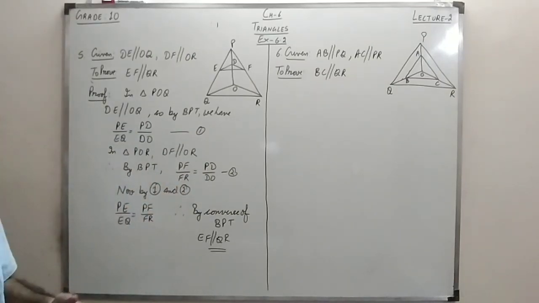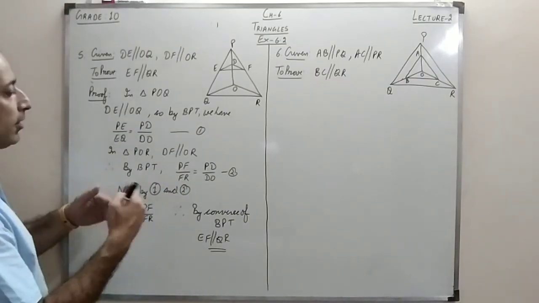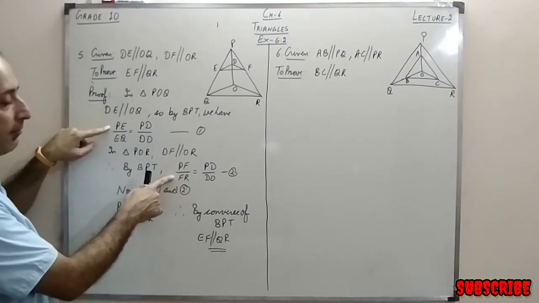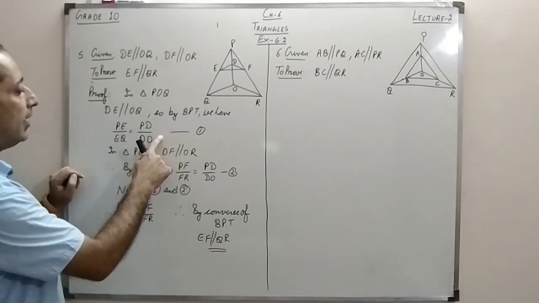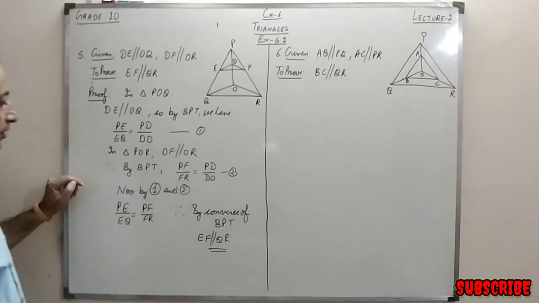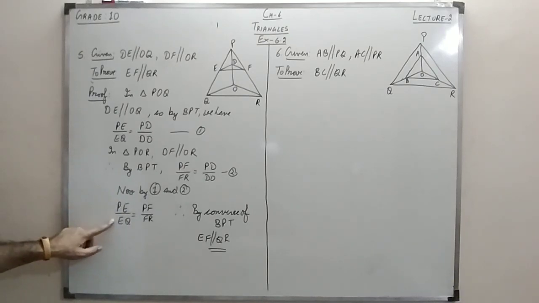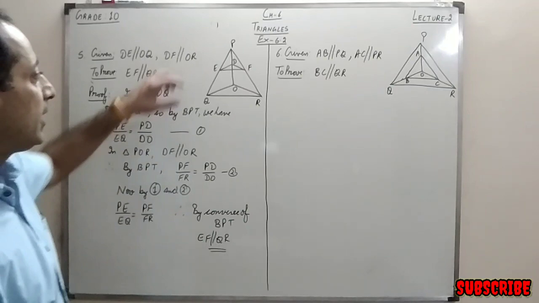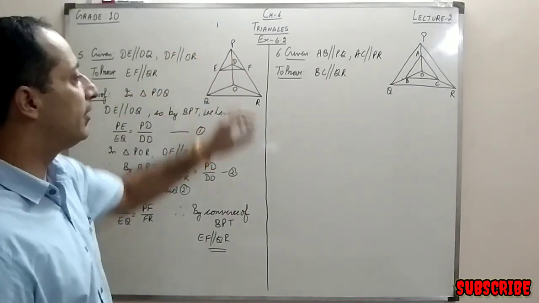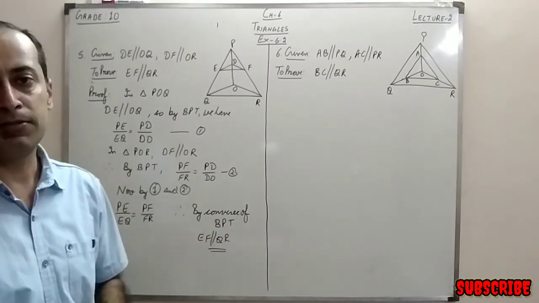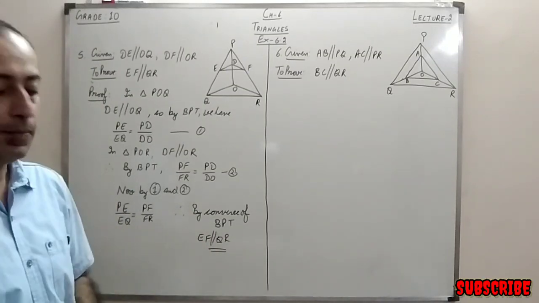So what we have done is we have found a common thing which is equal to both of these, which is common to these two. So now the right hand sides of 1 and 2 are equal, so obviously the left sides will also be equal. Therefore, from 1 and 2, I have PE by EQ is equal to PF by FR. This is what I told you in the beginning. If I can get PE by EQ equal to PF by FR, then I can apply converse of BPT theorem and say that EF is parallel to QR, right?